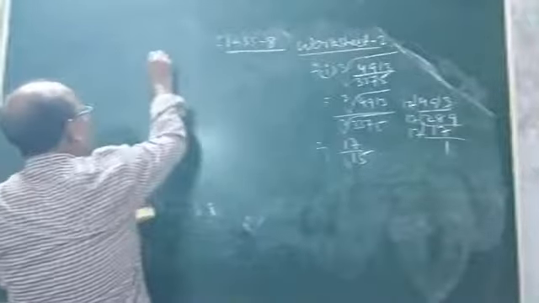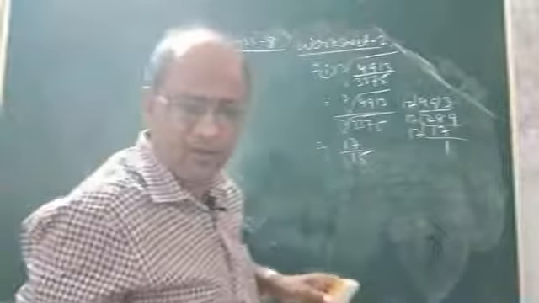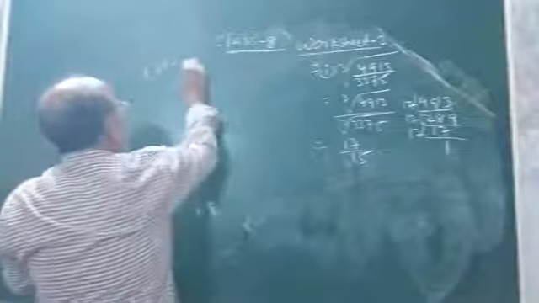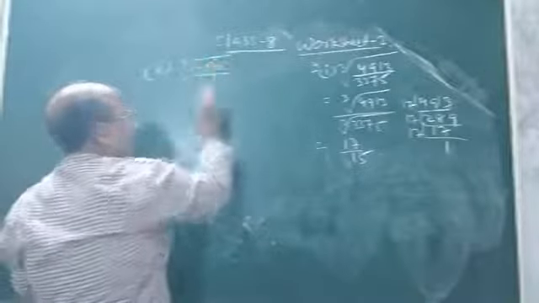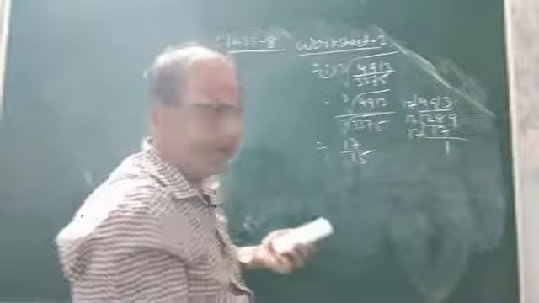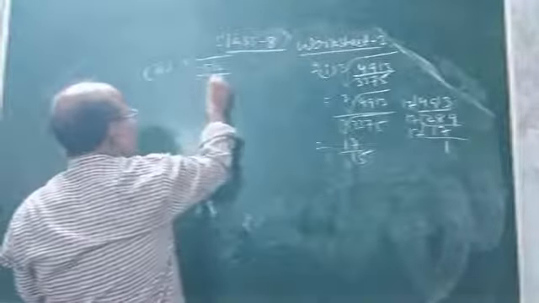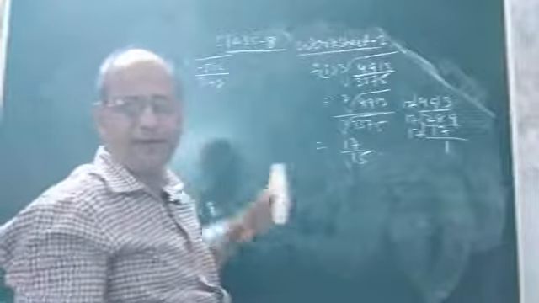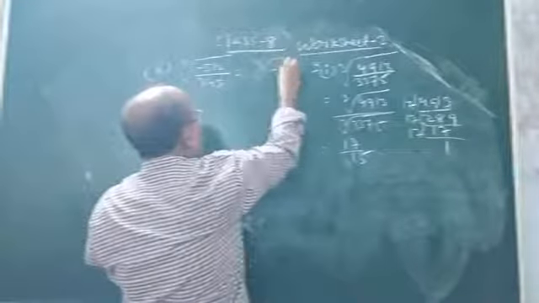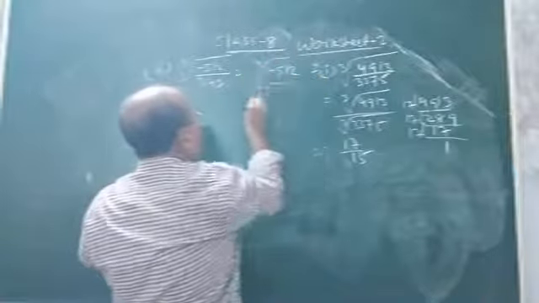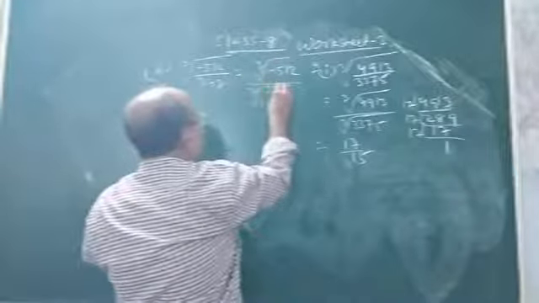The next one given is the cube root of minus 512 divided by 343. Okay, this is very simple. You know what the formula will be? This will be cube root of minus 512 divided by the cube root of 343, as I told you.